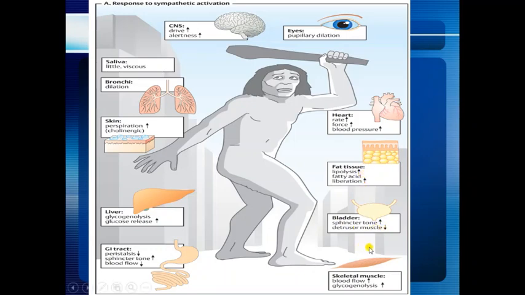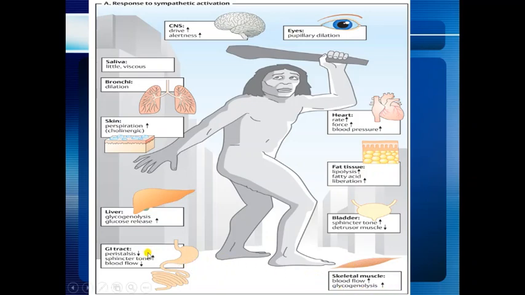On the bladder, while you are running from a dog which is running behind you into the street, you need to contract or you need to hold the urine. So sphincter tone of the bladder muscle increases and detrusor muscle tone decreases. You need more energy in the skeletal muscles because you have to run. So blood flow to the skeletal muscle increases and glycogenolysis is also more.